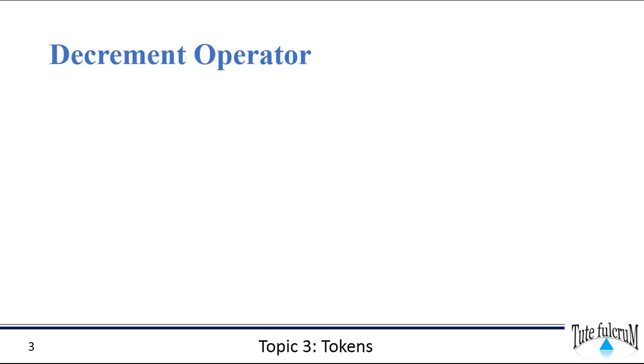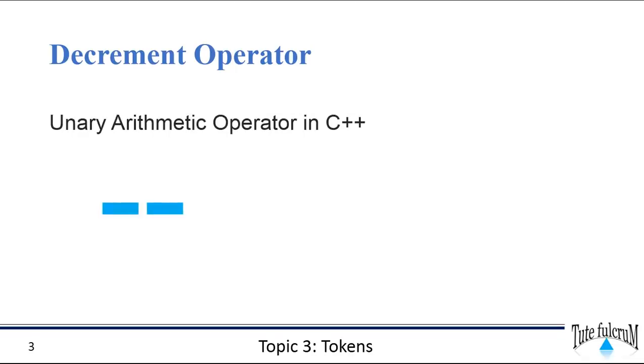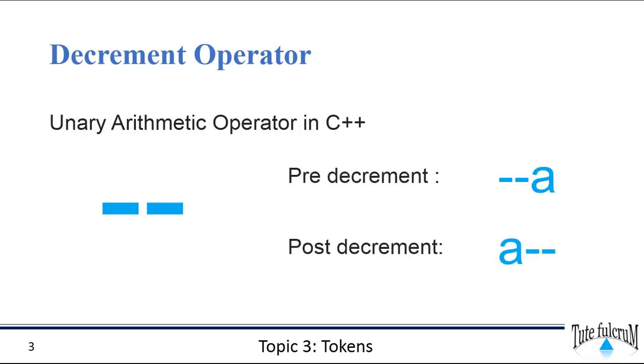Moving to decrement operator, it's a unary arithmetic operator in C++ which decrements the value of the operand by 1, and the symbol that is used to represent the decrement operator is minus minus. As seen with the increment operator, you can use the decrement operator also in two ways: pre-decrement and post-decrement. The behaviors of pre-decrement and post-decrement is also in the same way as you have seen with the increment operator. Only difference here is the operand gets decremented. We'll see this with a program.